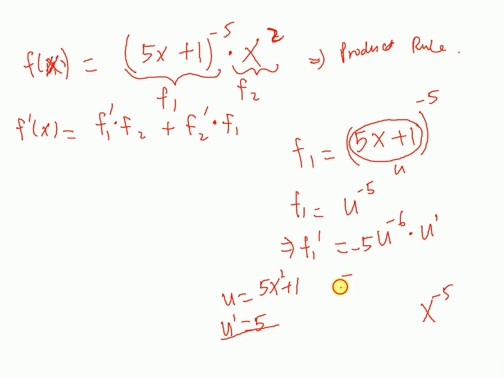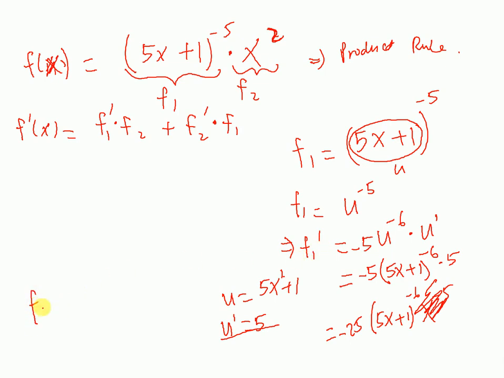So now you can plug it back in here. Minus 5, u is what? 5x plus 1, to the minus 6, and u prime is what? It's 5. And now 5 and 5 give me what? Give me minus 25, right? And then this whole thing to the minus 6. So this one is f1 prime.